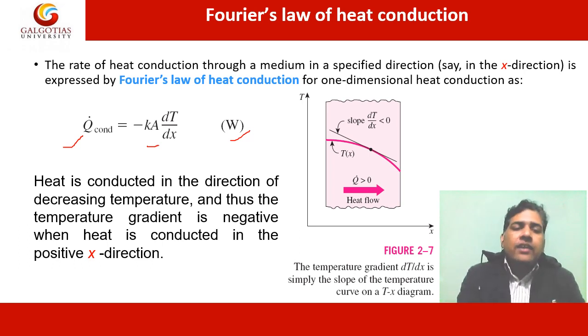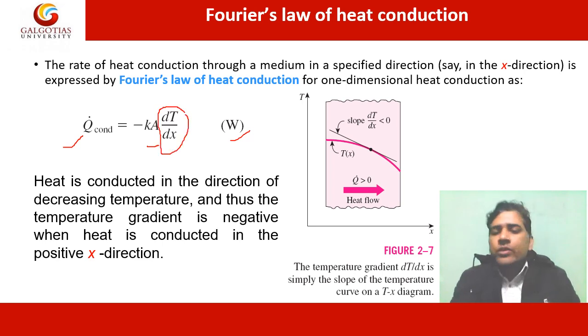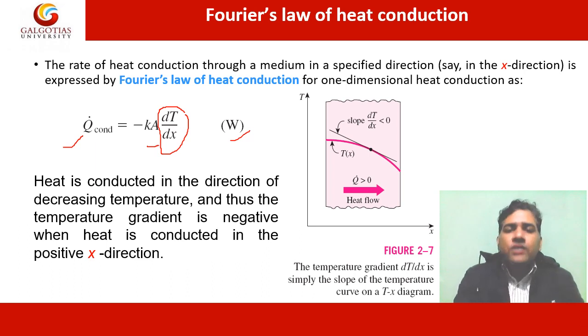You can see here a negative sign is given. The negative sign is given because the general direction of heat transfer is from high temperature to low temperature. So this dT over dx will always have a negative value, because the temperature difference is taken as final minus initial, and the final temperature is the temperature at the other end, where the heat is being transferred. So you can see dT over dx will always be negative.